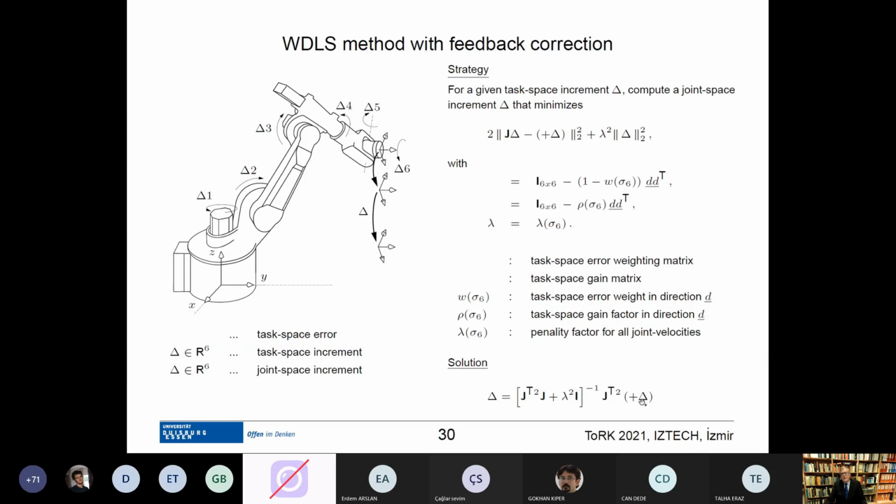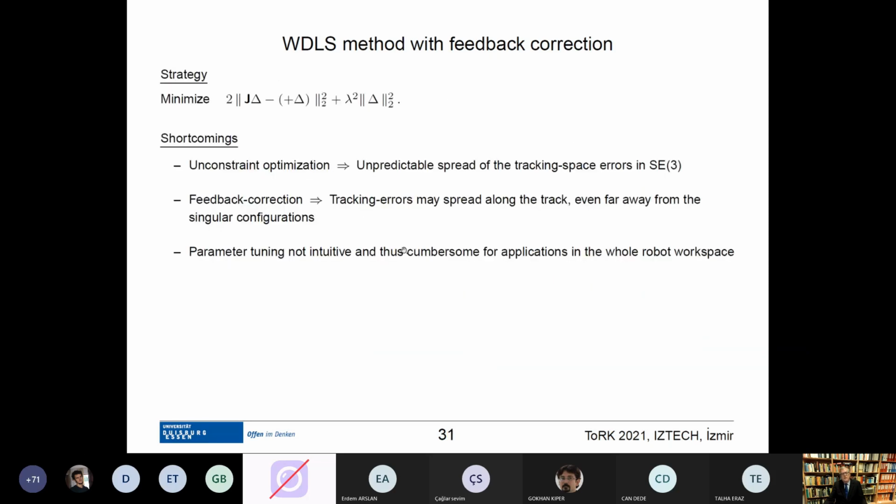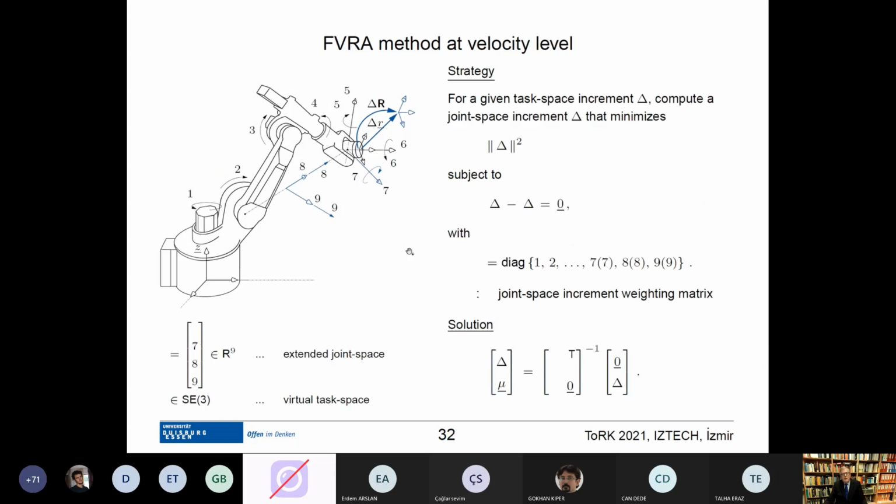And then in this case, you punish the error from the target motion. So let's say this is your target, this is the actual computed value of the end effector, and then you punish when this is too far away. By this you can get some better properties.